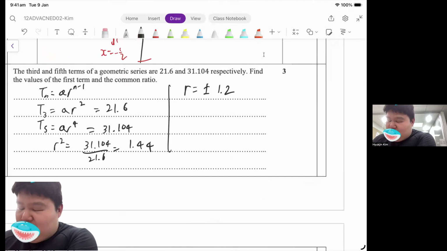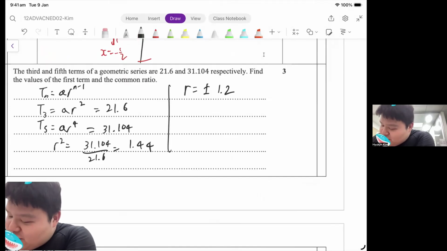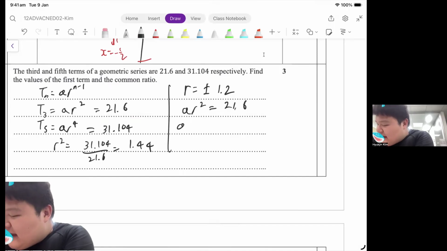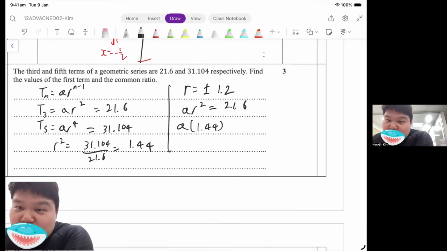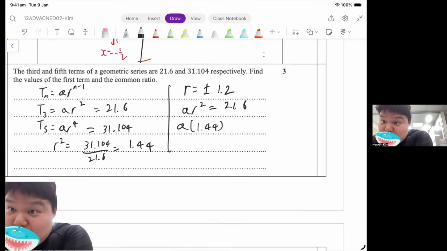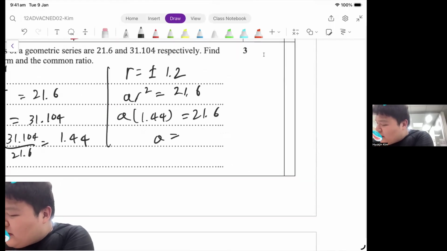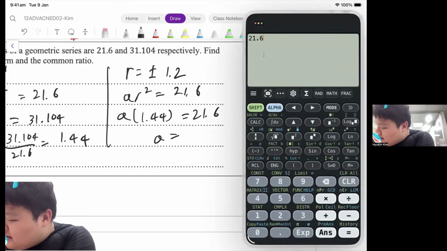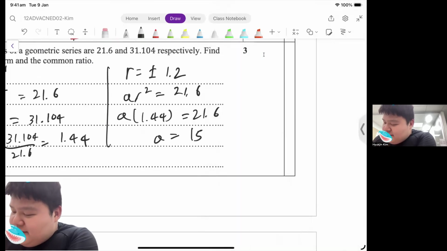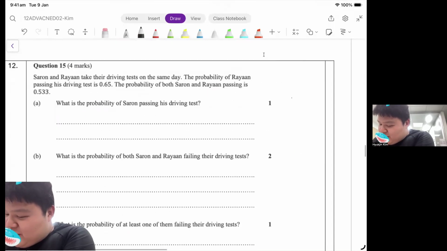First term, we're looking for A. Easiest way to know is that AR squared equals 21.6. Well, I know R squared is just 1.44. There's no point worrying about the plus minus because it's squared. Life is good. A equals 21.6 divided by 1.44, which is 15. I think I saw some of you guys having it when I was walking around.